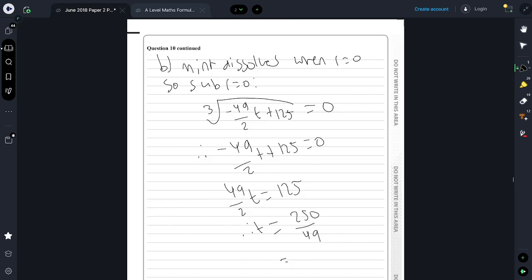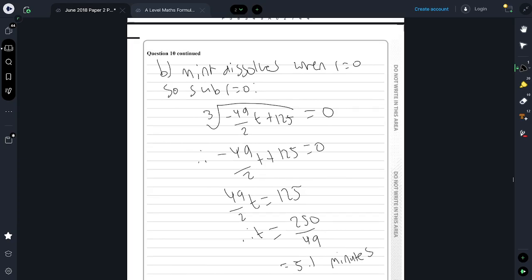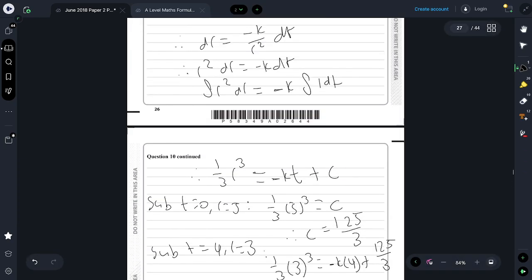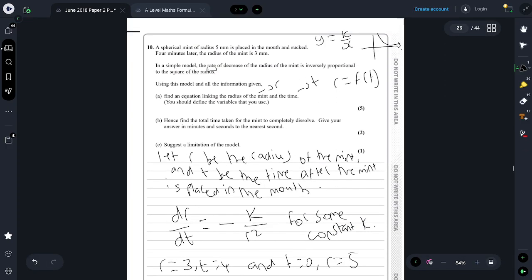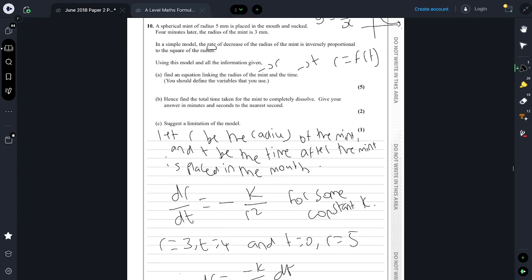which is 5.1 seconds. No, what is it in? No, it's in minutes, isn't it? I believe it's in minutes. That doesn't make sense. The mint goes away in 5 seconds. I believe it's in minutes. Yeah, it's in minutes. Yeah, it should probably be clear here. The radius in millimeters and the time in minutes should probably be quite specific there. So when you define a variable, also make sure you give the units as well.